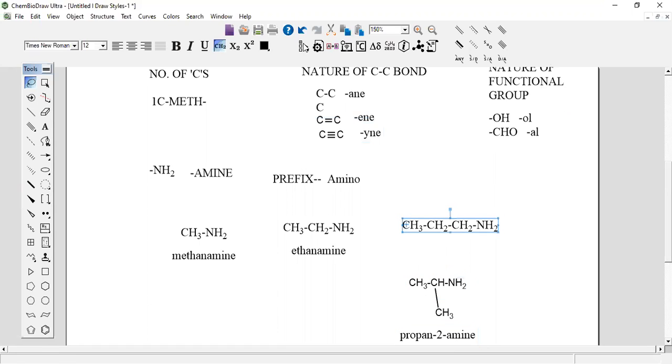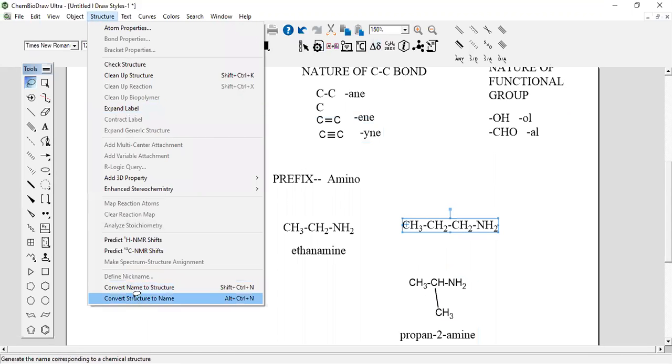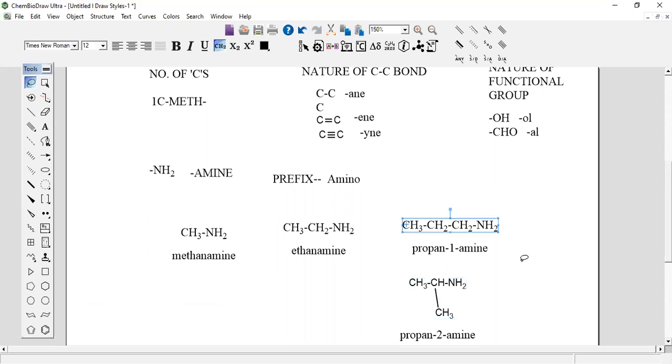Now what is its name? You told it is propan-2-amine, but it is not. It is propane 1-amine, or 1-propanamine, because it is the first carbon, isn't it? This is the first carbon, second carbon, third carbon. That's why it is prop 1-amine. And this is going to be prop 2-amine.